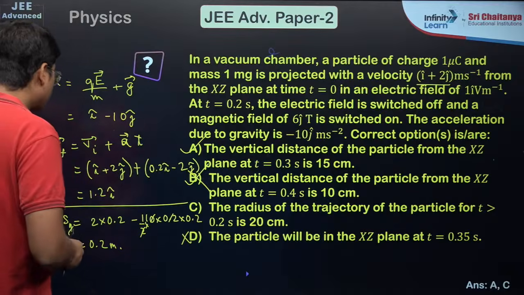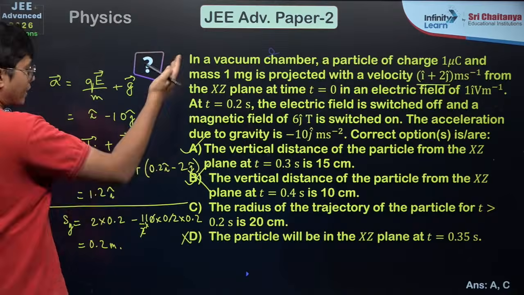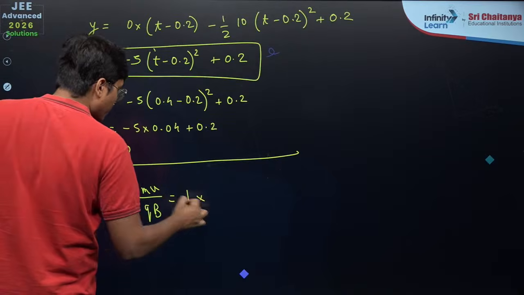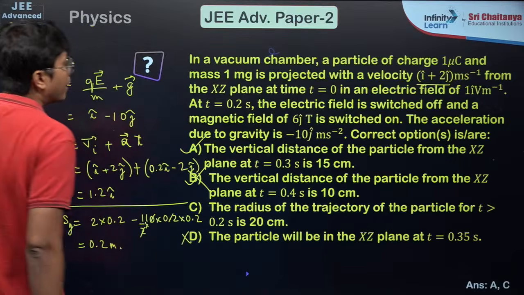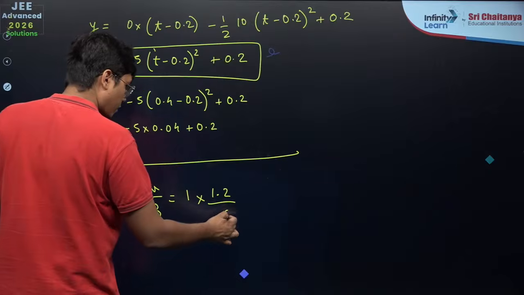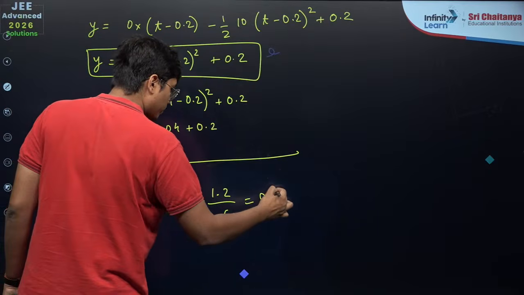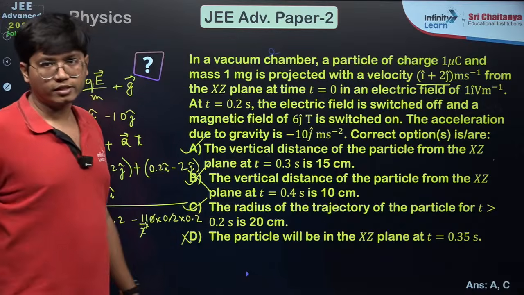So over here, m by q is again 1. I don't bother about that. Speed is 1.2. Magnetic field is, where is the magnetic field? 6. So this is 0.2. Is it given 20 centimeter? Yes, 20 centimeter. Option C.